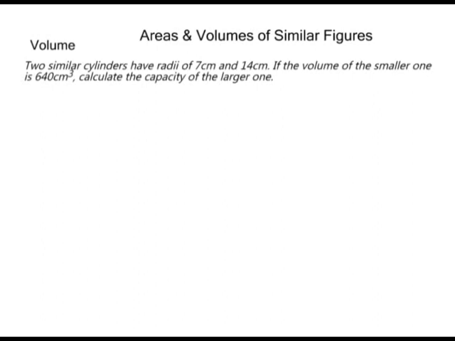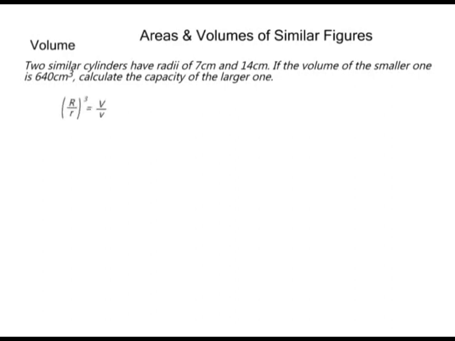In the same way, linear scale factor cubed is equal to the volume scale factor. If two solids A and B are similar, then linear scale factor cubed is equal to the volume of A over volume of B. For example, two similar cylinders have radii of 7 and 14 centimeters. If the volume of the smaller one is 640 cubic centimeters, calculate the capacity of the larger one.